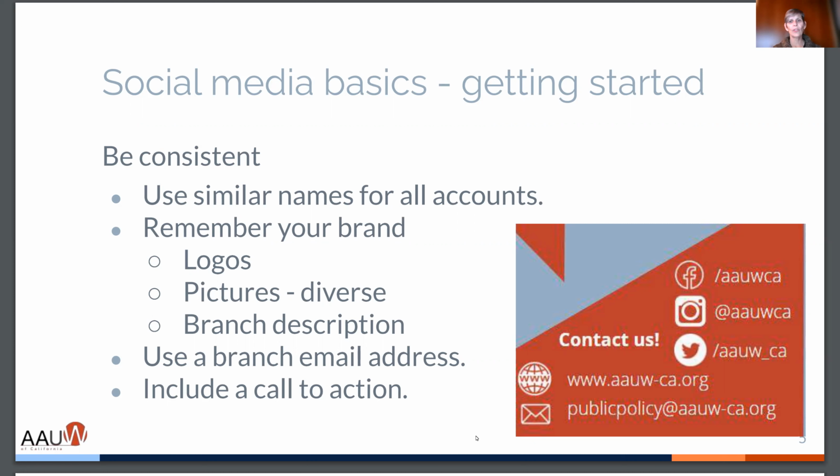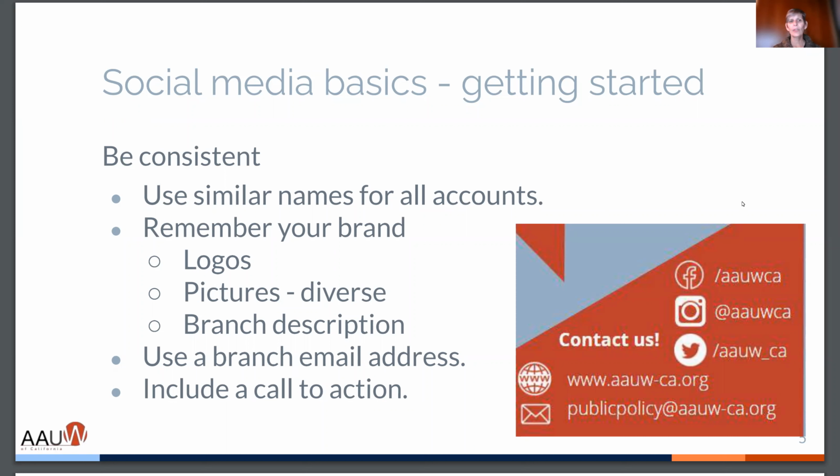So the first thing to start with is think about using similar names for all of your accounts. I share with you a little piece of an image that is being used by our Public Policy Committee on some of the posts that they are sending out. One of the things you'll notice, from the AAUW perspective, is that we're using AAUW-CA for our Facebook, for our Instagram, for our Twitter handle. There's a little bit of a difference here as underscore, and our website is AAUW-CA. So our email addresses are using the domain AAUW-CA. So I would encourage you to see if you can get your accounts to be similar. That will help people find you if you're using similar names.